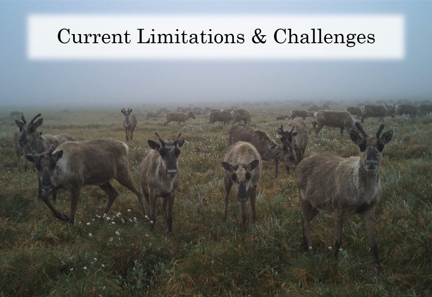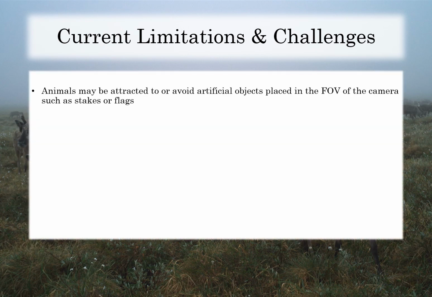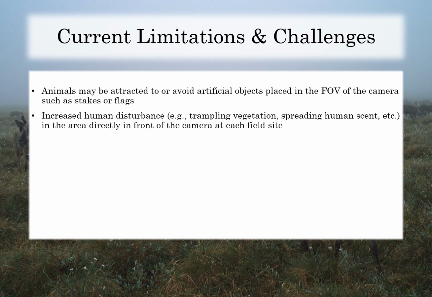And so to review some of the limitations and challenges of current methods for estimating animal size or distance to the camera, the first is that if physical reference objects are placed in the field of view of the camera, these can attract or deter some animals. Also, if the field of view of the camera has to be calibrated at each sampling site, this may lead to increased disturbance of the habitat directly in front of the camera through trampling of vegetation or spreading human scent in the area, which again may change animal behavior or use in front of the camera at that site.